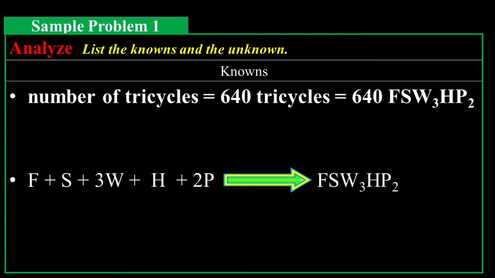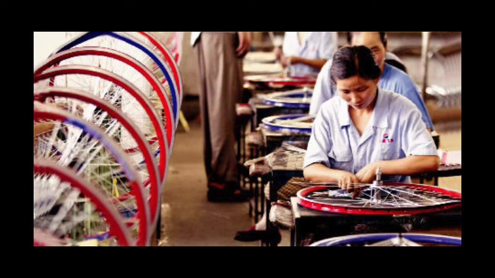Number of tricycles, 640 times FSW3HP2. And then you have your equation, F plus S plus 3W plus H plus 2P yields FSW3HP2. Then you have your equation. And from the equation, you're going to answer all kinds of questions. So you have 640 of the tricycles.